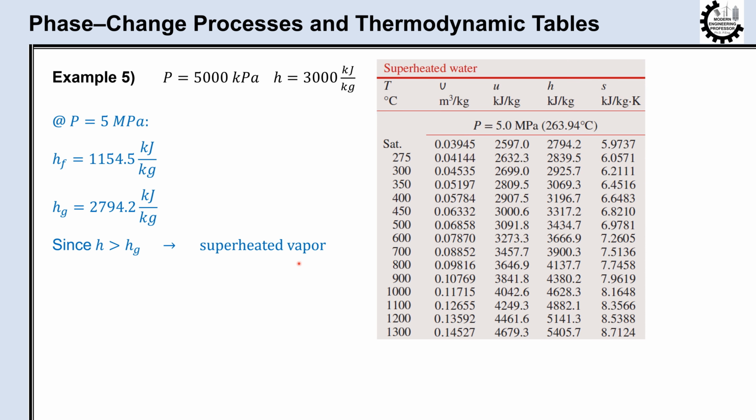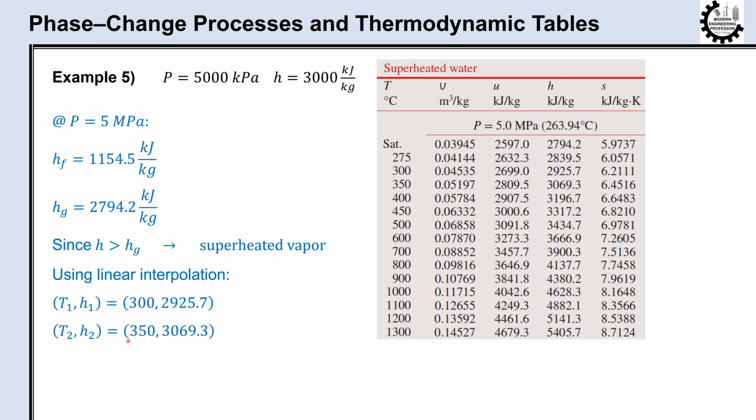Using the superheated property tables at 5 megapascals, we see that h equals 3,000 is between 2,925.7 and 3,069.3, corresponding to temperatures of 300 degrees Celsius and 350. Using linear interpolation, we can find the superheated vapor temperature between these two values.